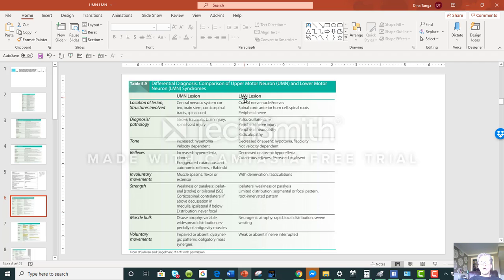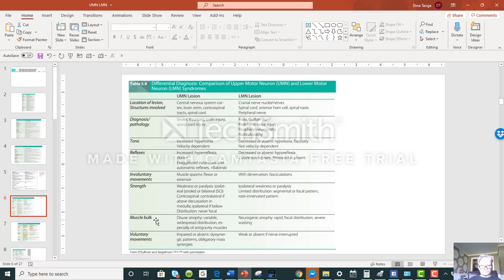For the lower motor neuron lesion, it's going to be ipsilateral weakness or paralysis. It's going to have limited distribution, segmental or focal pattern, root innervated pattern, like radiculopathy, peripheral neuropathy.